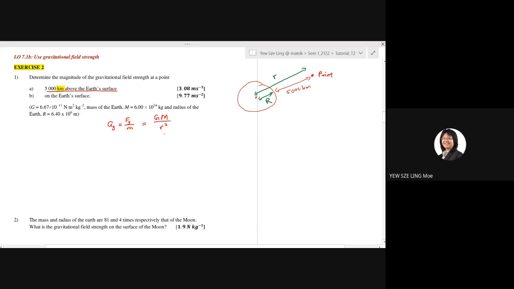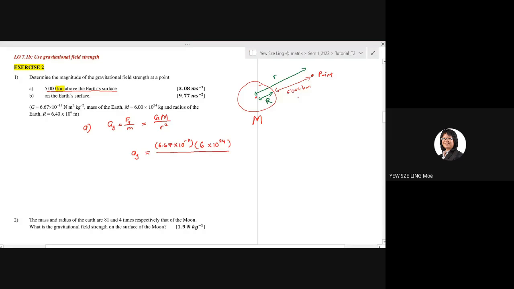But what you can do is use AG equals GM over R squared. Why? Because you have a point mass, where your point mass is actually the mass of the Earth, the capital letter M, which is 6.0 times 10 to the power of 24 kg. So how are we going to solve it? This is your question A. AG equals G, which is 6.67 times 10 to the power of negative 11, times the capital letter M, 6 times 10 to the power of 24, divided by R.